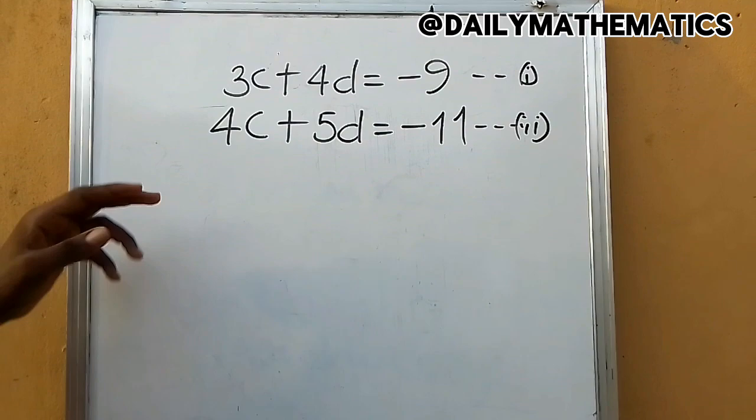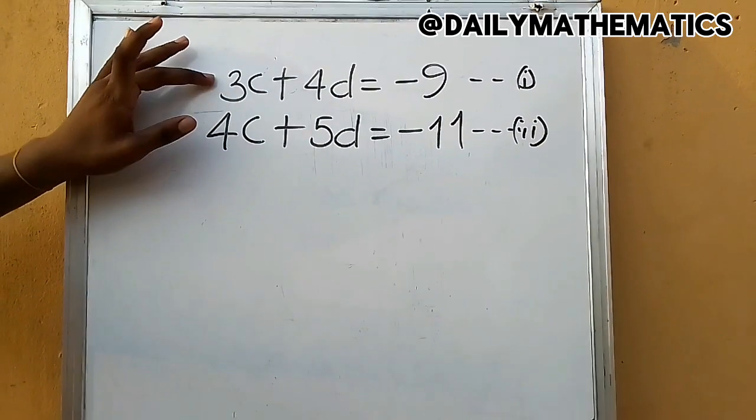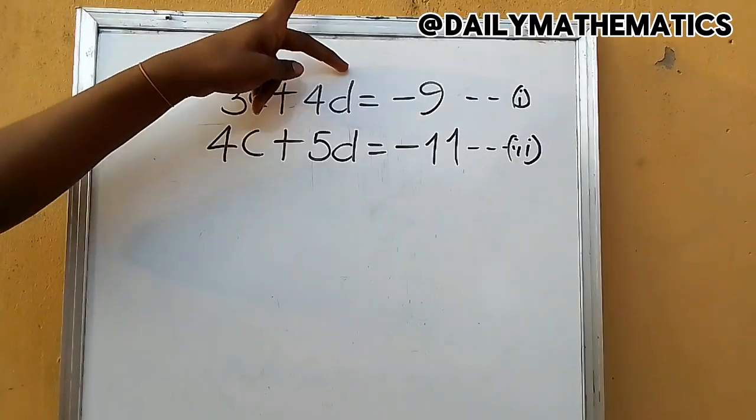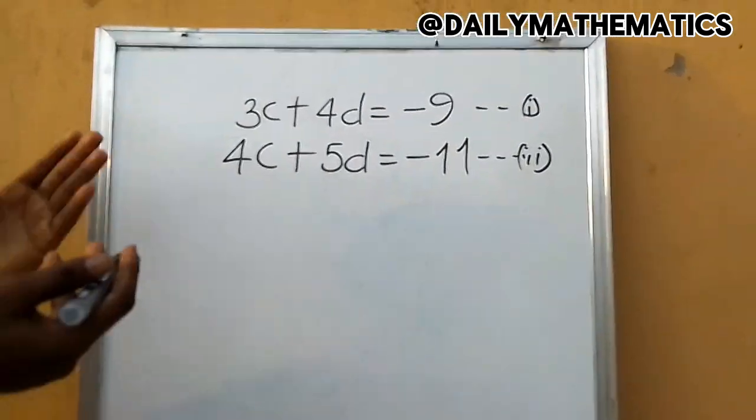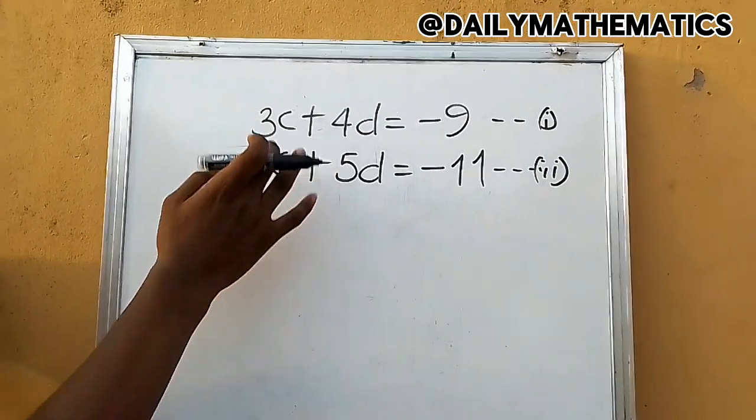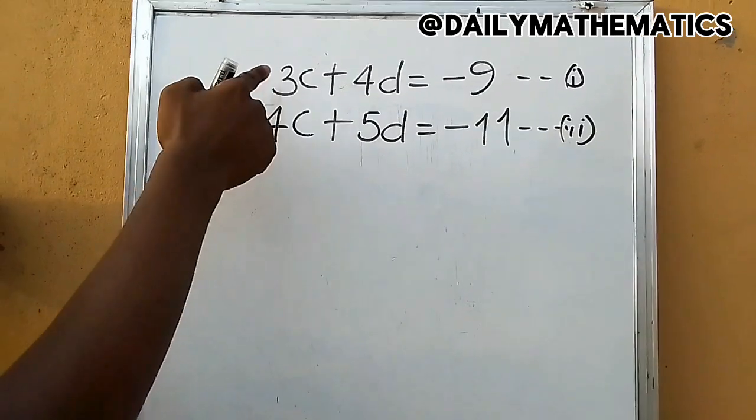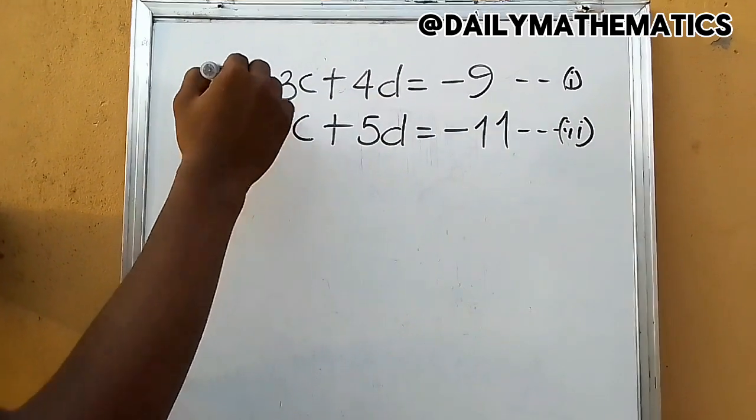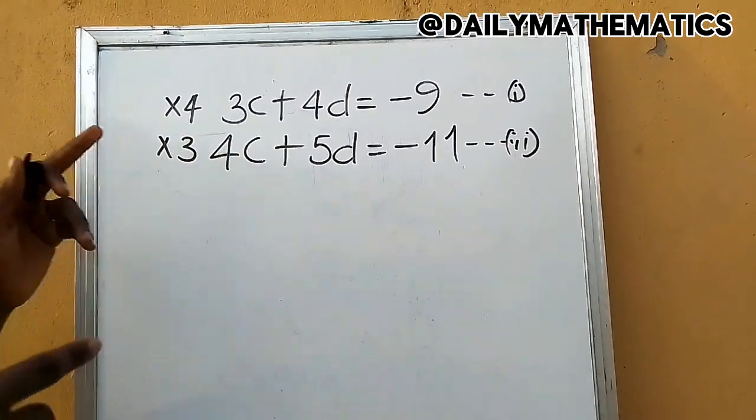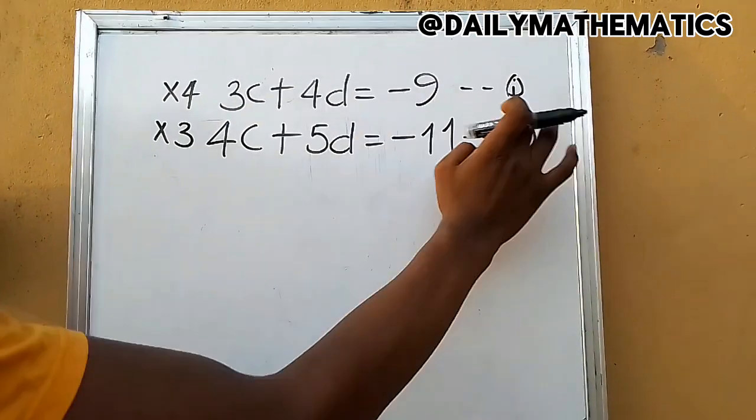So how do you now make this coefficient the same? Imagine we want to cancel this C out, and we have 3 here, we have 4 here. How do we make these two the same? From here we can multiply by 4, and from here we can multiply by 3 to make them the same. So multiply all through this first equation by 4, multiply all through this second equation by 3.